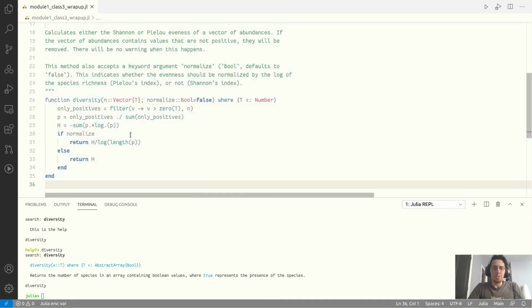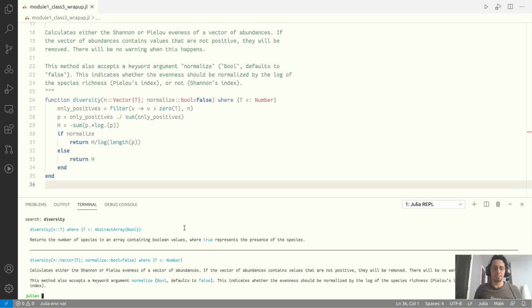And now we are going to rerun this thing and look at the help of diversity. So what is nice is that we now have two different paragraphs of text. We have one paragraph that is documenting the behavior of the method using Boolean values, presence or absence. And then we have the documentation for the behavior of the function when called on a vector of abundances, which is really interesting, I think, because it gives us a lot more information.